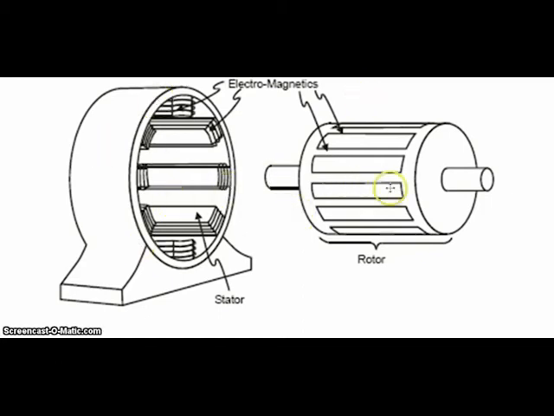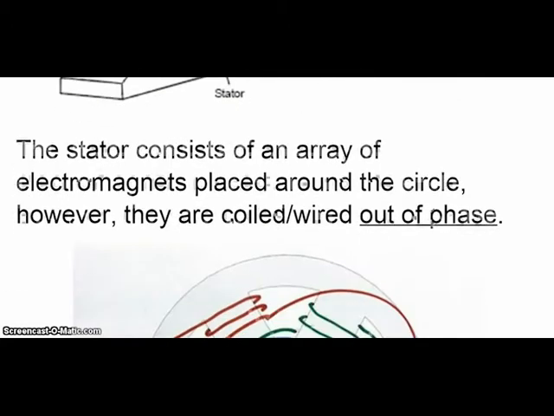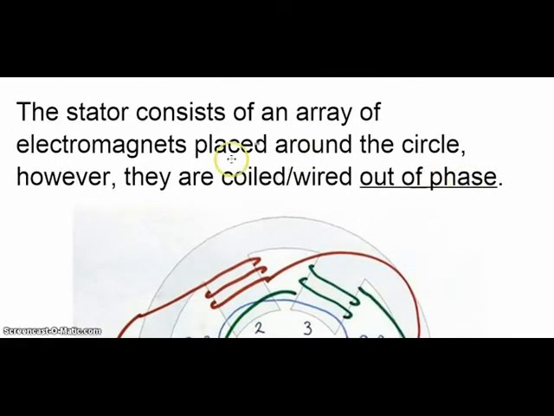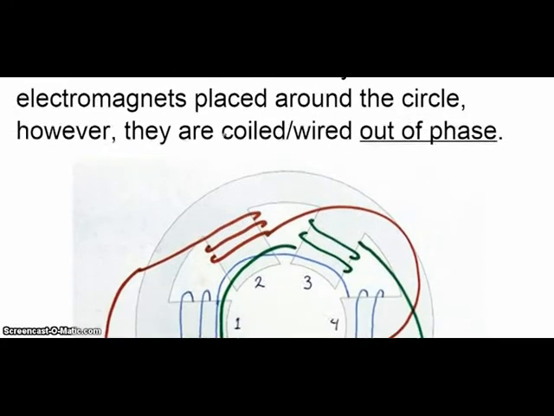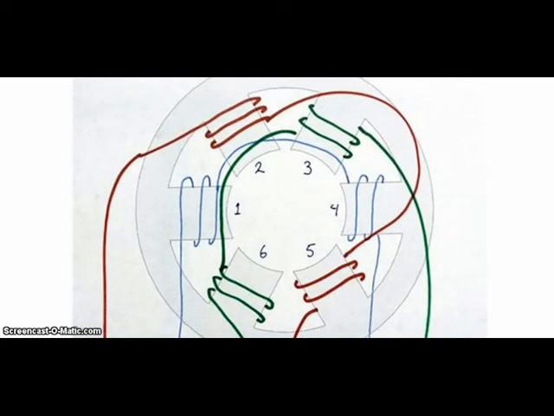Okay, so this guy slides inside him, and that's how the structure of it fits. The stator consists of an array of electromagnets placed around the circle. However, they are coiled or wired out of phase. So, I hope this fits on the screen.